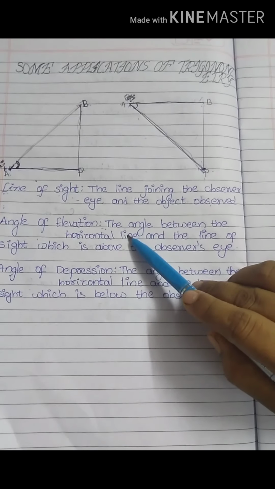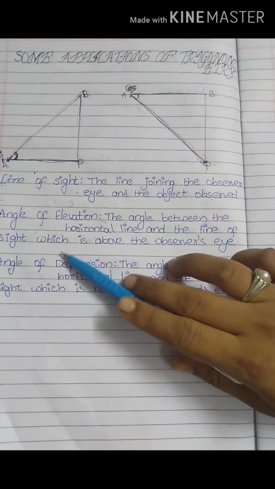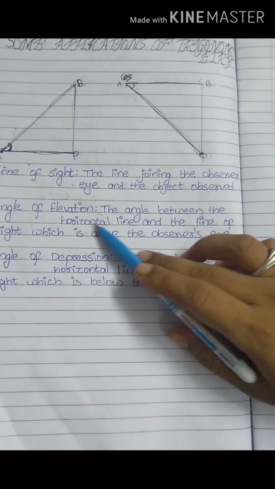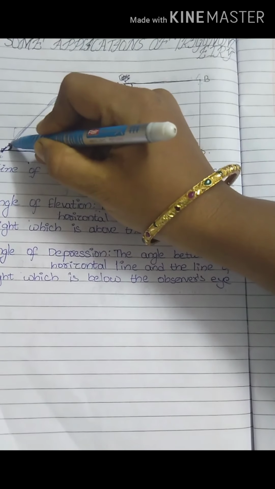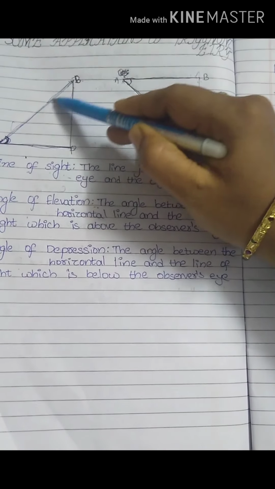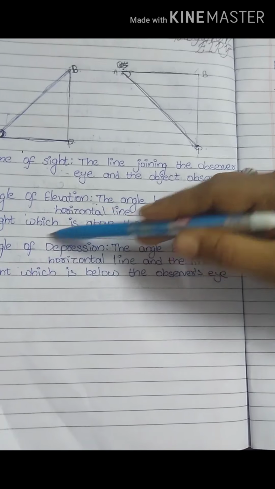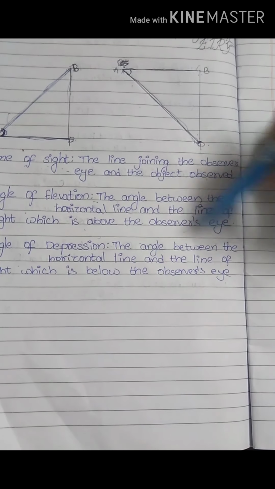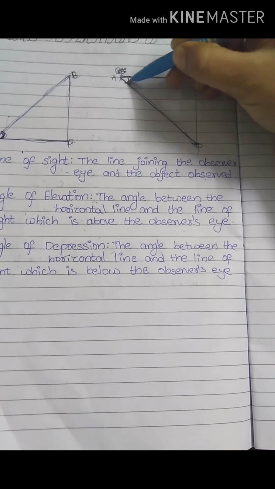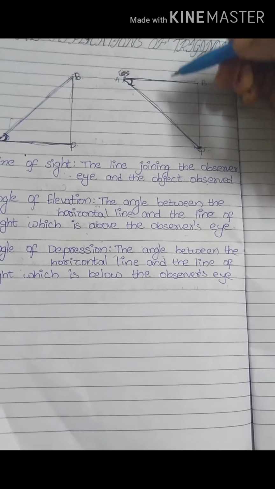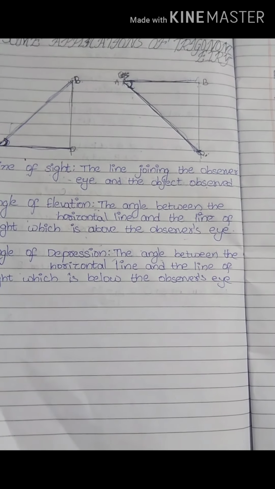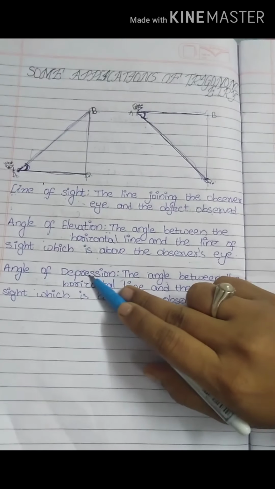Angle of elevation: the angle between the horizontal line and the line of sight, which is above the observer's eye, is called the angle of elevation. Angle of depression: the angle between the horizontal line and the line of sight, which is below the observer's eye, is called the angle of depression.